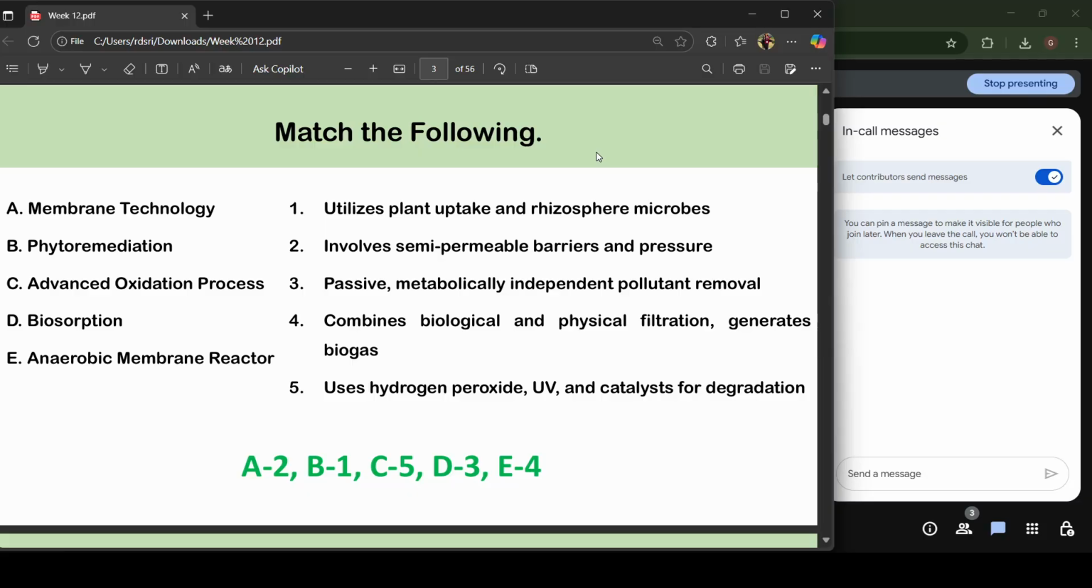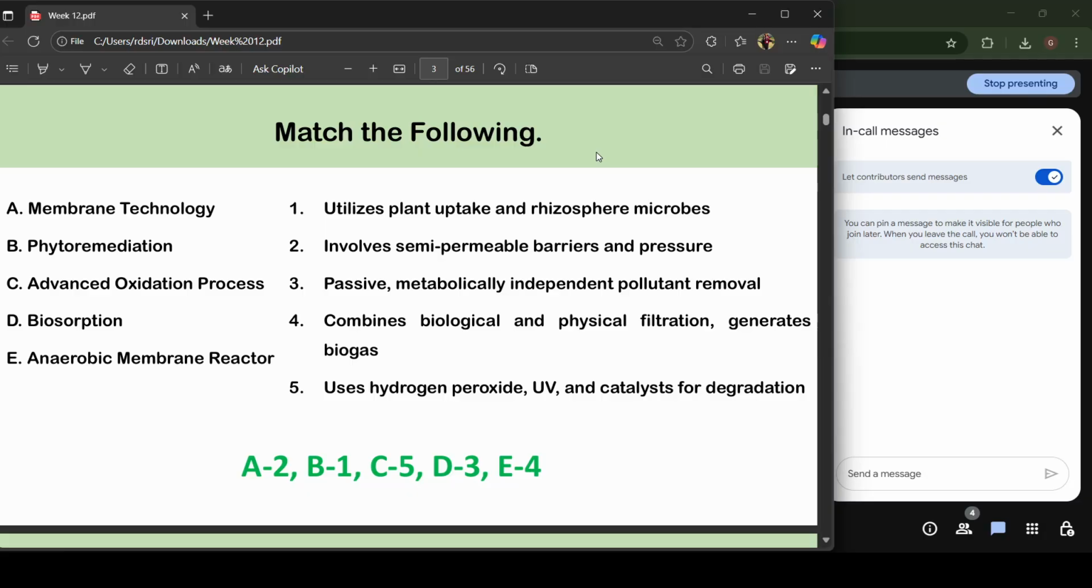Similarly, advanced oxidation process is also a physico-chemical process, and the basic principle is radical generation. You perform the oxidation process by generating radicals which will oxidize your pollutants, and this is also a very fast process. You use hydrogen peroxide and UV as the medium, and you use other catalysts which bring about this advanced oxidation process. It can be electrochemical, it can be photochemical. Advanced oxidation process can be of different types.